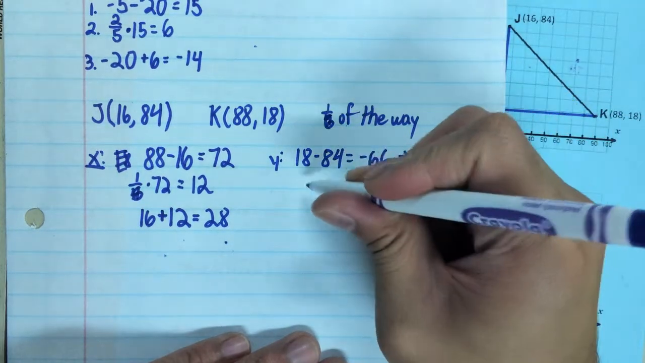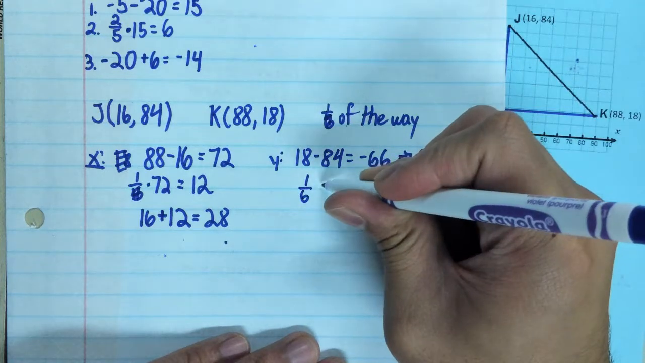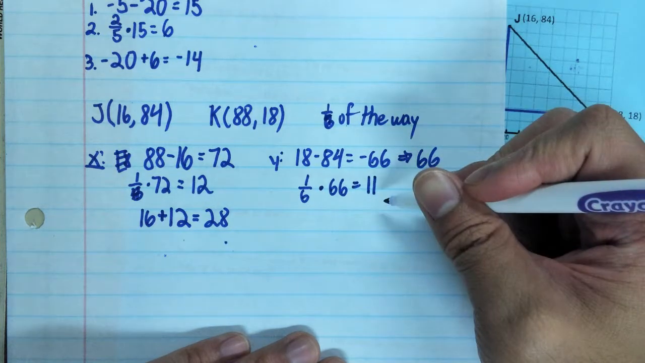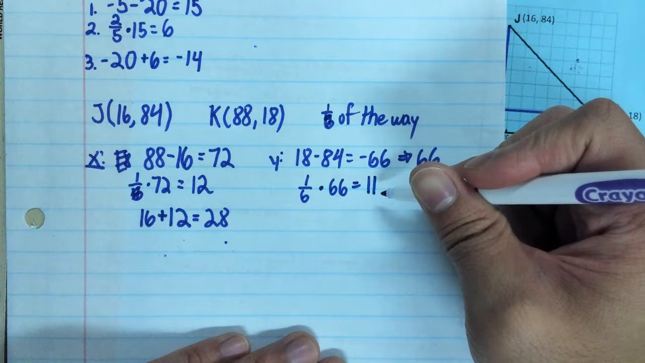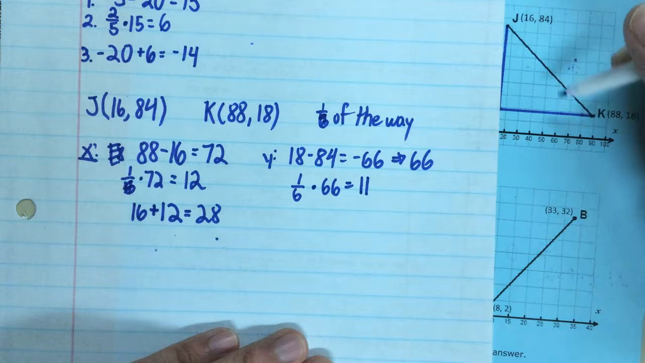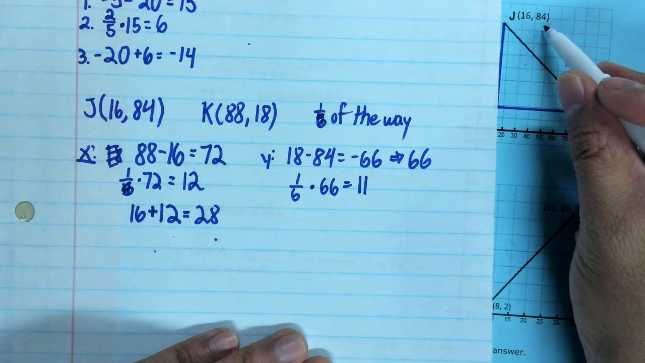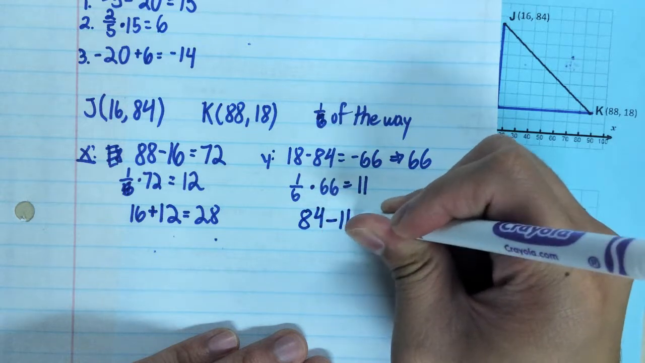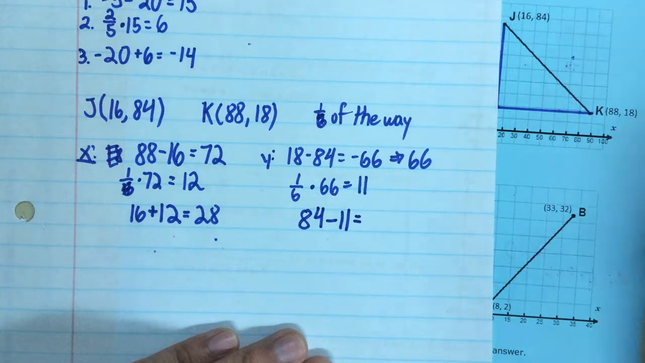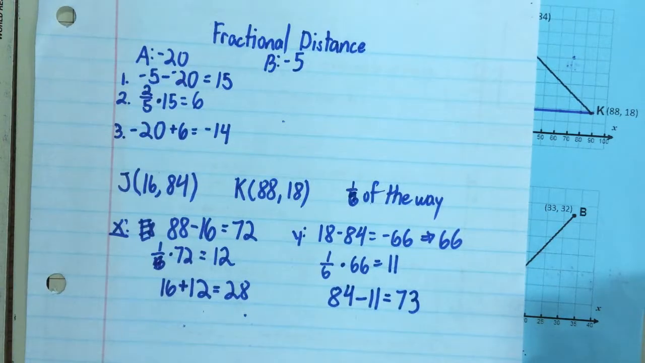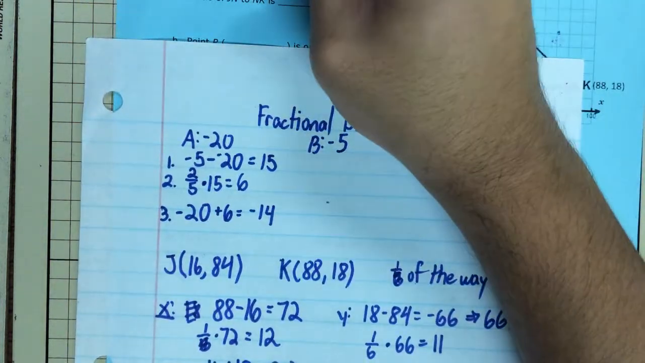Now we take the fraction, which is 1/6 of the way. So 1/6 times 66, 1/6 of 66 is 11. 11 is not my answer. 11 tells me how much I move. I am starting at J, going down to K. Because I am going down, that's subtraction. On the Y, we start at 84. Starting at 84, going down, minus 11, to get me 73. That means on the Y, my answer is 73.